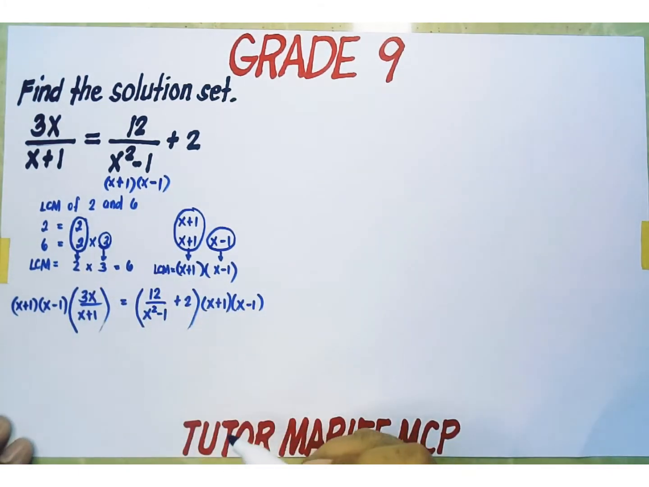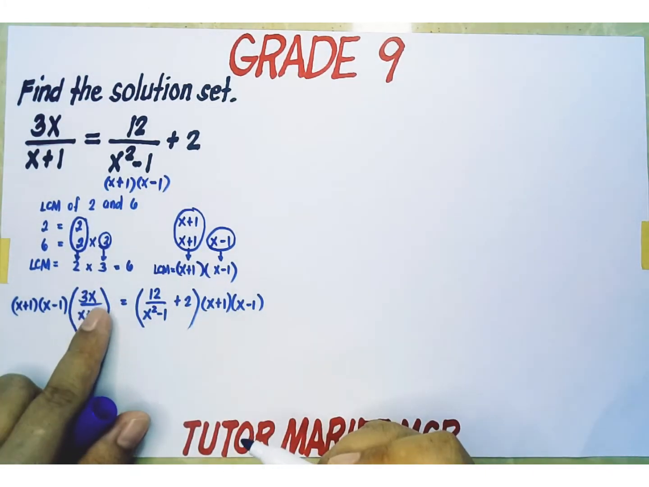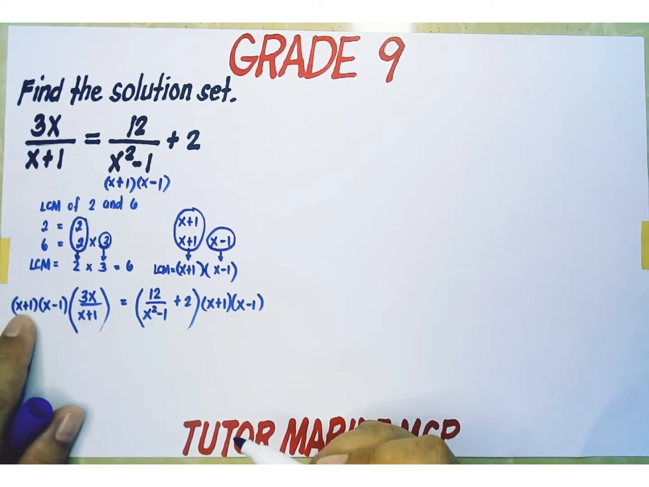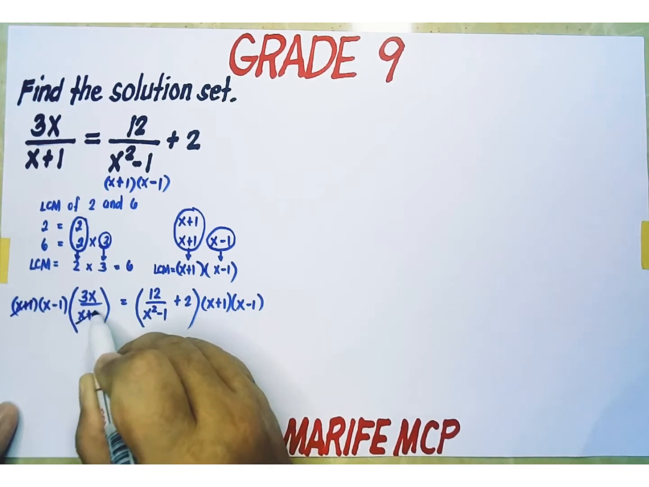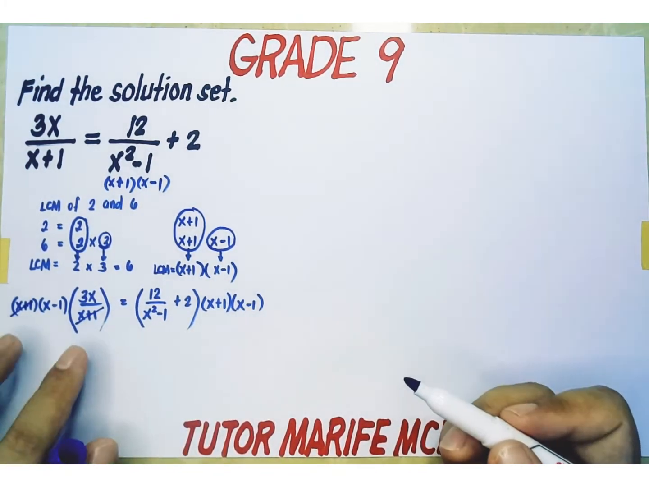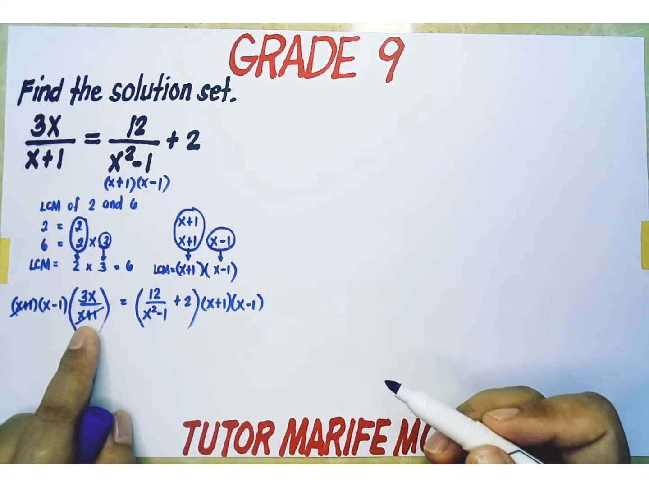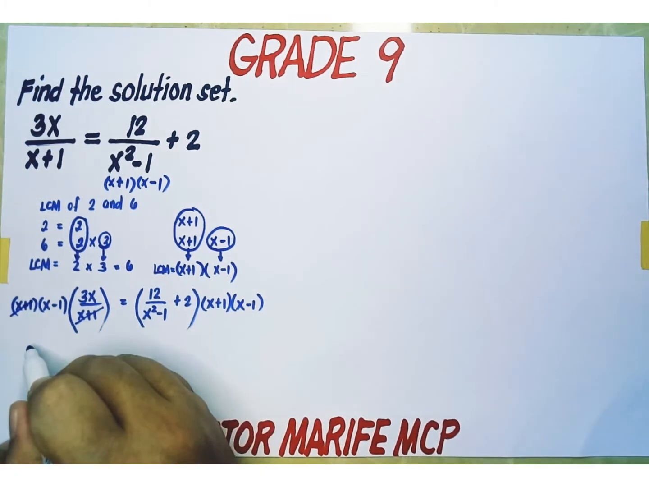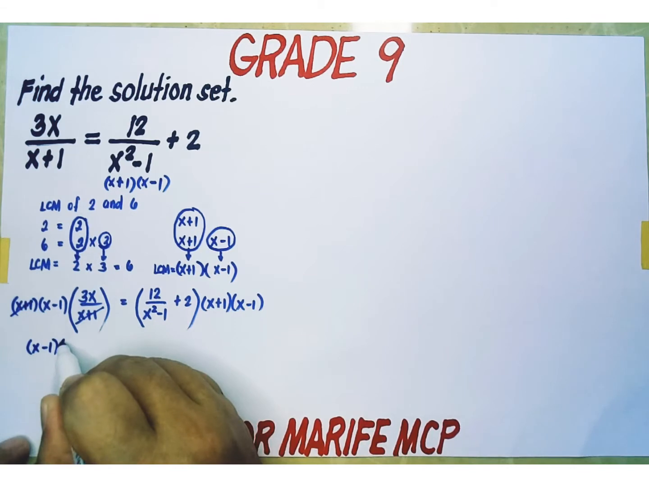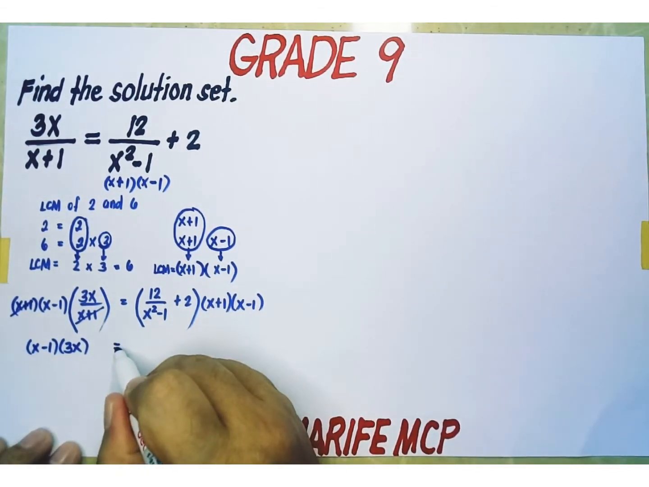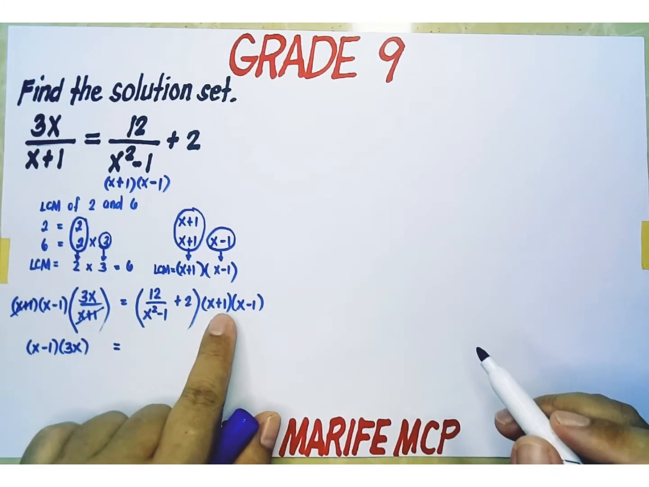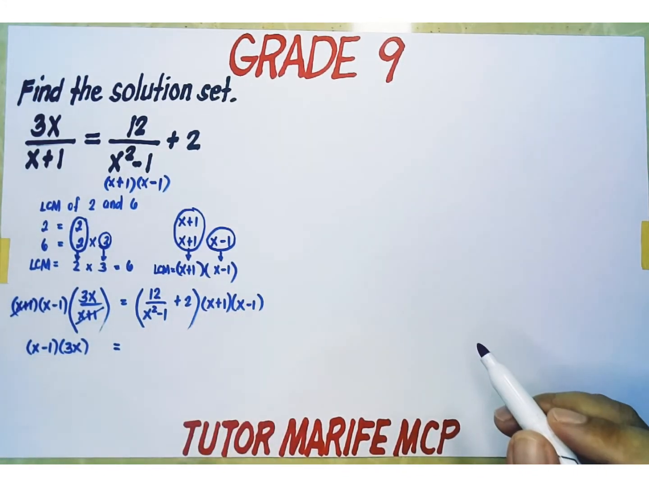Okay, so let's simplify the left side. If we multiply left side by the LCM, itong x plus 1, ika-cancel out niya yung denominator. So, eliminated na ang denominator sa left side. Kasi yan yung gusto nating gawin. So, ano ang natira? X minus 1 multiplied by 3x. Right side multiply by LCM.